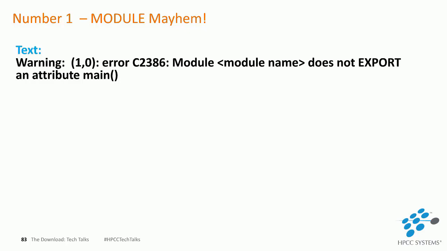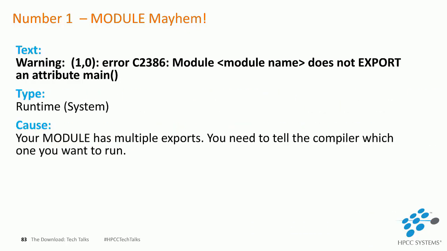An error normally means it's something critical. A warning is something that, well, we're just going to warn you about this, but you can still run your code. But in this case, the code stops. You actually will get a runtime halt on your work unit. Of course, the cause of this, it's a runtime error. The cause of this is your module has multiple exports. You need to tell the compiler which one you want to run, or run a specific export inside of a builder window or another BWR file.